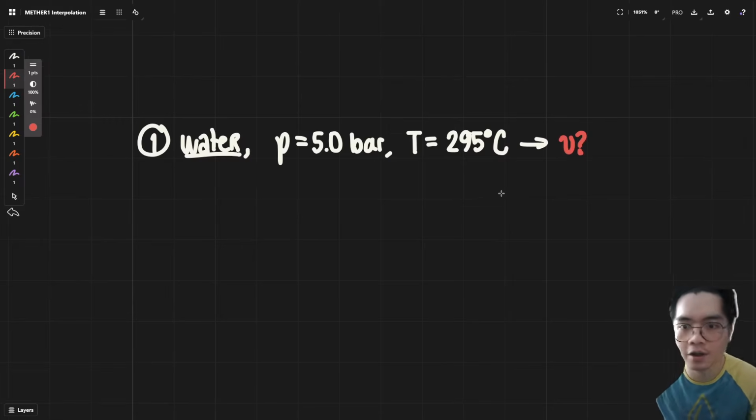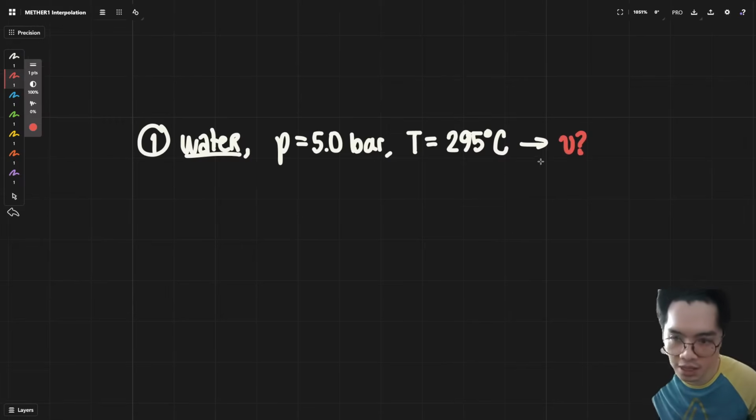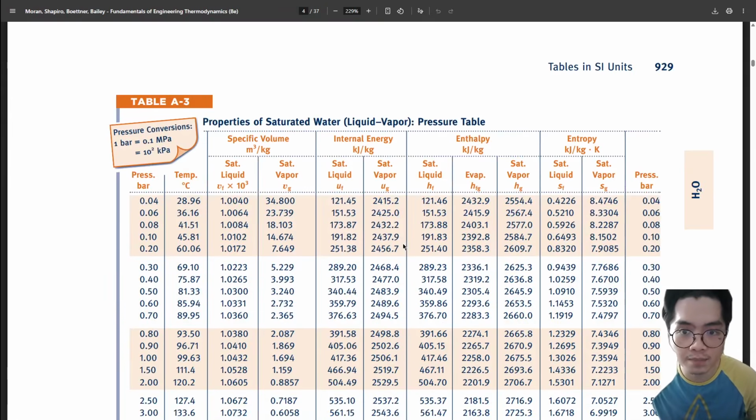At 5 bar and 295 degrees Celsius, what will be the specific volume of this sample of water? Before anything, we should first understand what state this is in. If you're given pressure and temperature, most likely it will be a superheated vapor, but we just want to see for certain. That means we go to either our pressure table or our temperature table. Let's just go here.